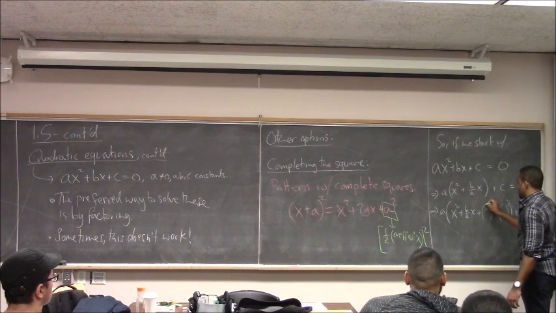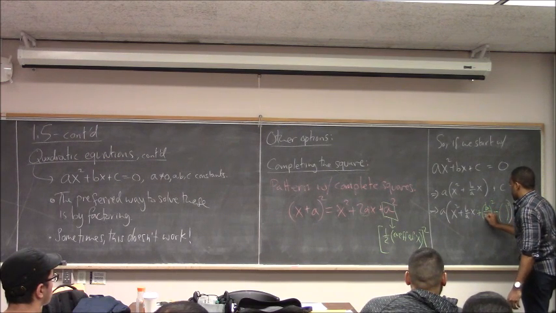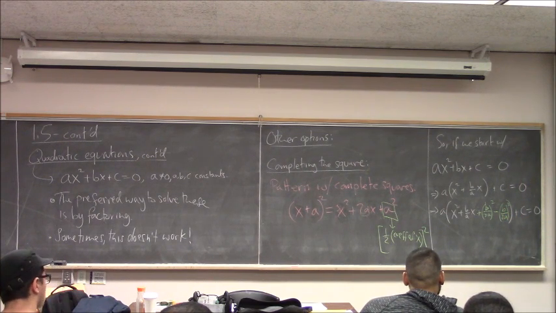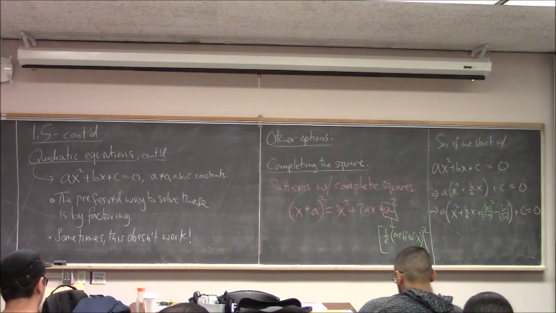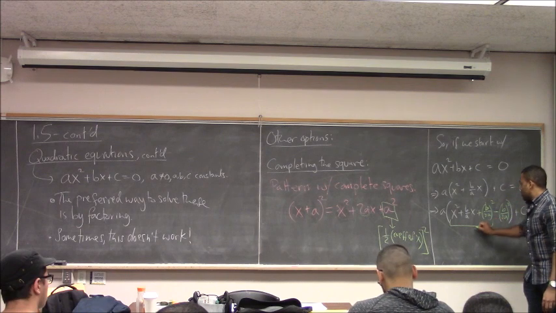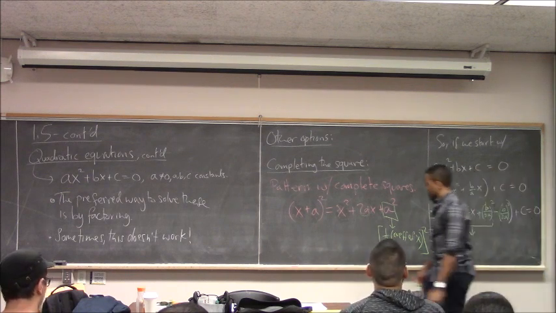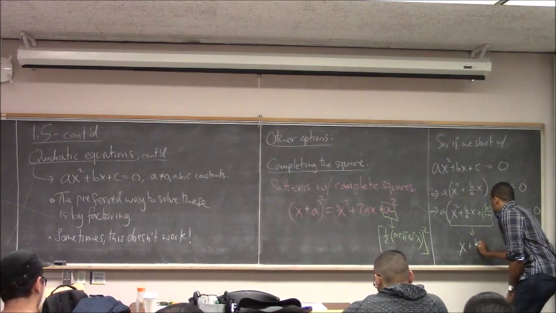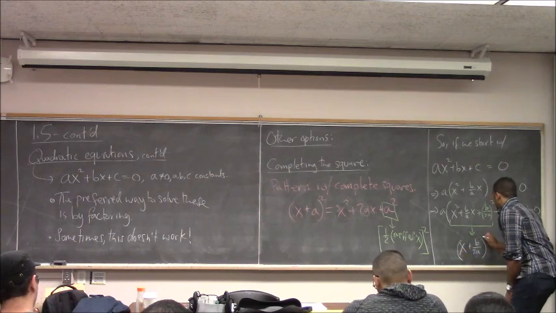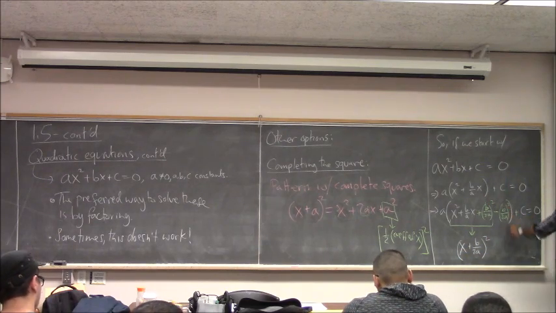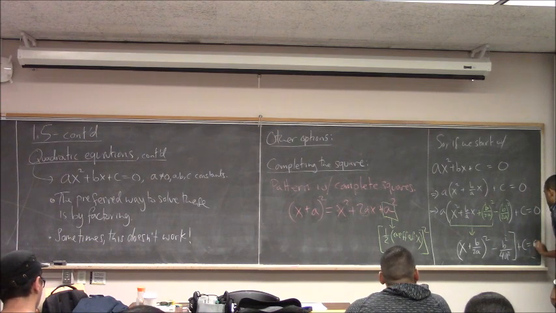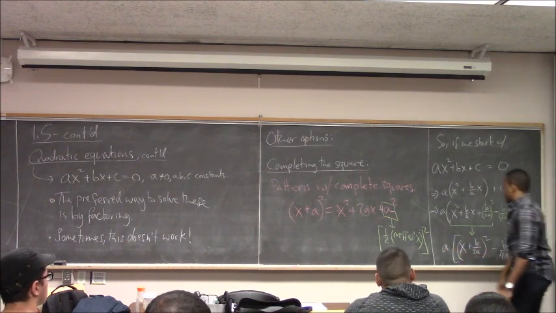So we take b over 2a, b over 2a. We add and subtract that. Now what's going to happen is the first three terms will become a complete square, just like this formula. You will see it become x plus b over 2a all squared. This guy left over is going to be your minus b squared over 4a squared. And we're multiplying it by a.